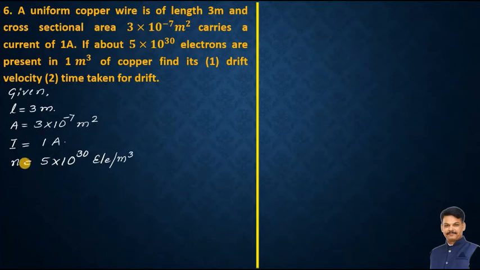Okay, so 4 factors are given. Based on these 4 factors, first we have to find what is the drift velocity, which is represented by Vd, and the time taken for the electrons to drift from negative terminal to positive terminal of the conductor. Okay, so like this we have to find Vd and T. I hope you got all the given information clear, and also I think the aim and objective of this problem is very clear to all of you.